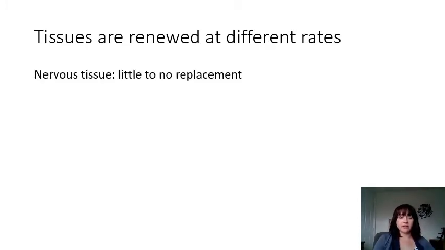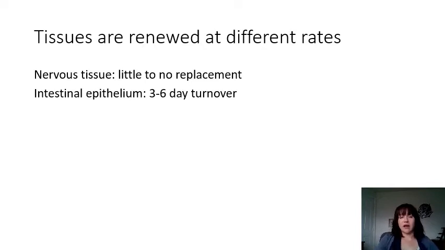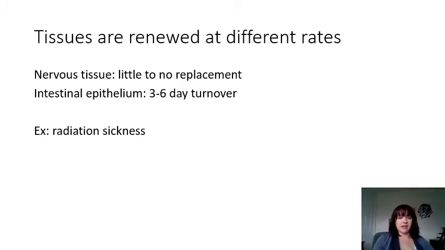As I said before, some tissues turn over quite rapidly and others much less often. With nervous tissue, we talked about how neurons terminally differentiate. They go into G0, and a lot of nerves don't divide once they're born. An opposite example: the intestinal epithelium is replaced every 3 to 6 days. Other examples would be skin or hair. This gives a better understanding of radiation, and allows you to better understand how radiation sickness works.